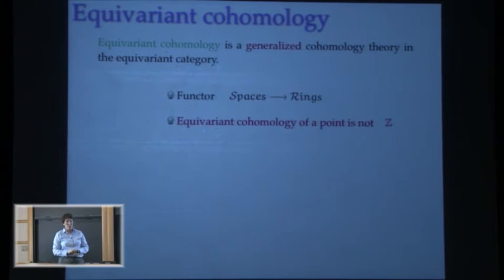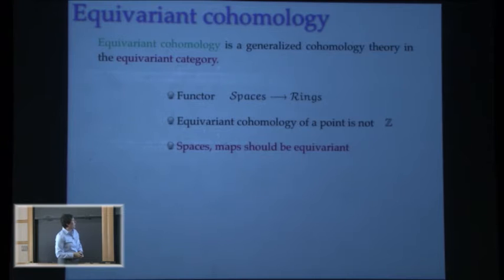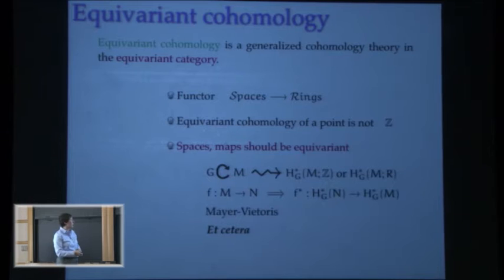Generalized means the equivariant cohomology of a point is not just Z or R. In the case of a torus, which is mostly what we will be looking at, the equivariant cohomology of a point is a polynomial ring, and the degrees of the generators are 2, and so this is big. The equivariant category means that the spaces that I look at, the maps, should all be equivariant. So if I have an action on M, if I have a map between two spaces, I'm only going to get a map backwards if this is equivariant, and we sort of guess that. Mayer-Vietoris should be with regard to an invariant cover, and so forth.